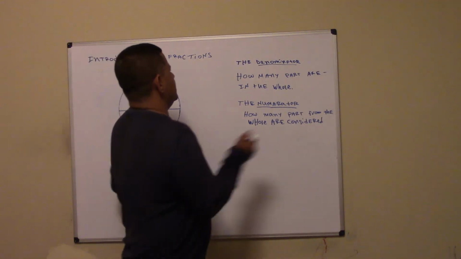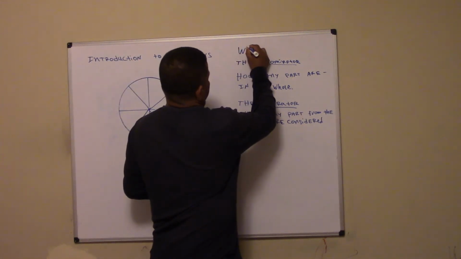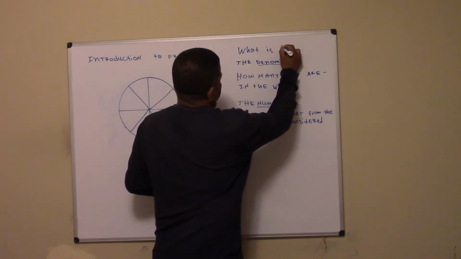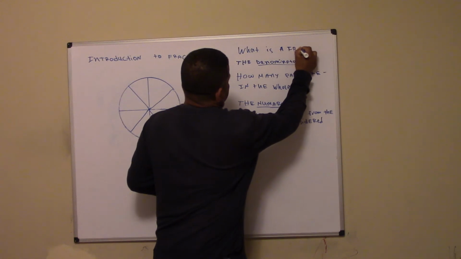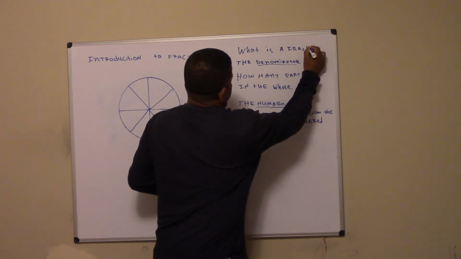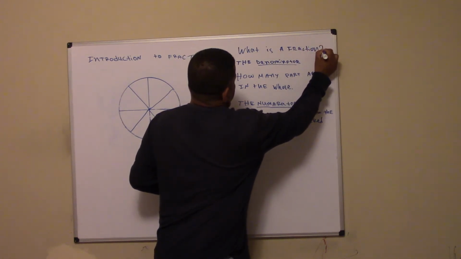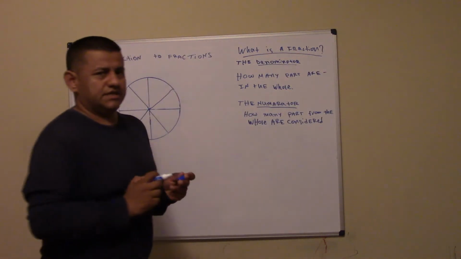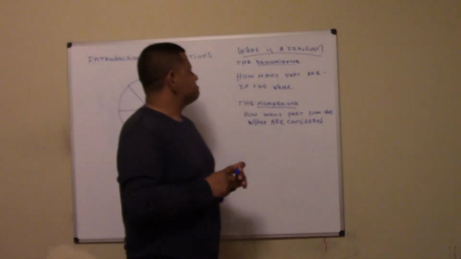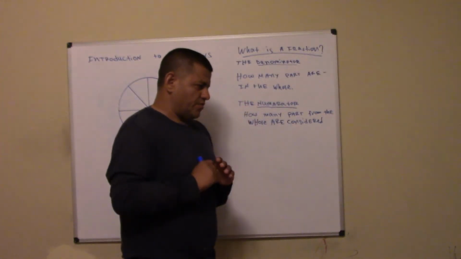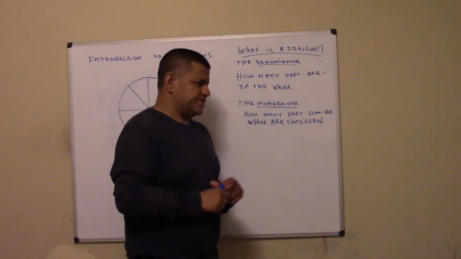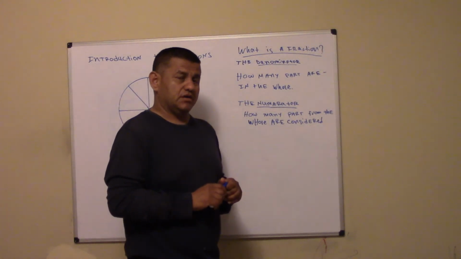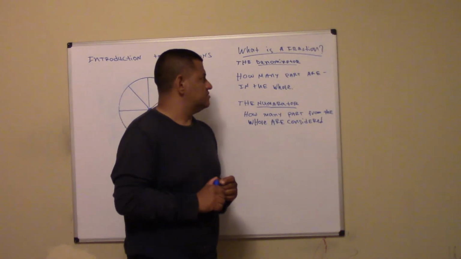For example, you can say, what is a fraction? Okay. So basically, a fraction is a number that represents part of something. Part of a whole. That's a fraction.